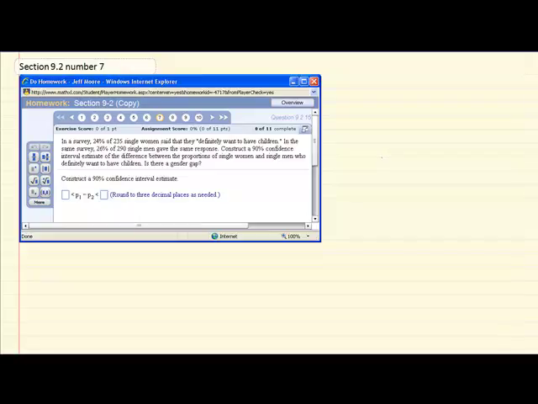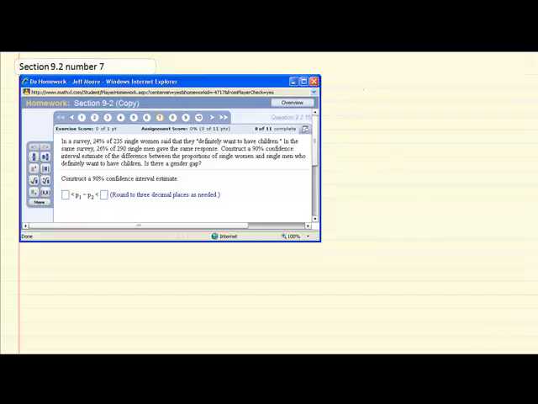In a survey, 24% of 235 single women said that they definitely want to have children. In the same survey, 26% of 290 single men gave the same response. Construct a 90% confidence interval estimate of the difference between the proportions of single women and single men who definitely want to have children. Is there a gender gap?